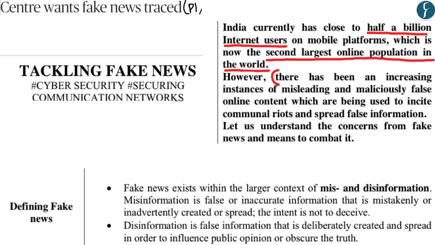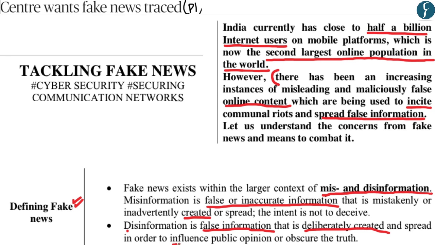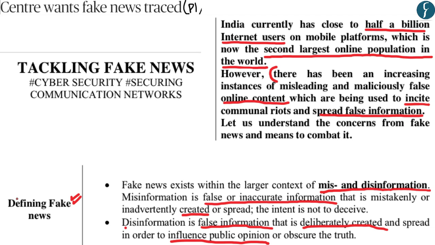Now, what has happened? There have been increasing instances of misleading and false online content, and this false online content is being used to incite communal riots, spread false information, and create animosity among various groups in India. Now, there's no specific definition of fake news, and fake news generally exists within the larger context of misinformation and disinformation, wherein misinformation is false or inaccurate information that has been mistakenly created, while disinformation is false information that is deliberately created to influence public opinion or to spread false information. Now, hopefully, you have understood what is simply meant by fake news.